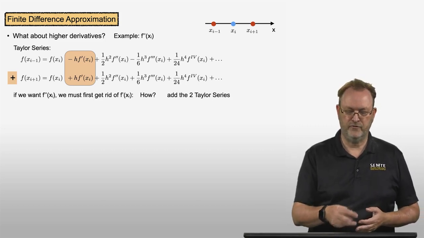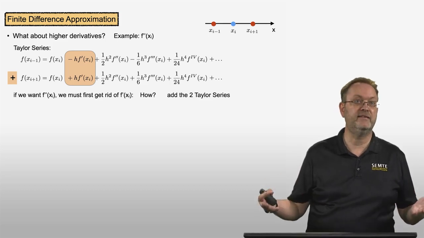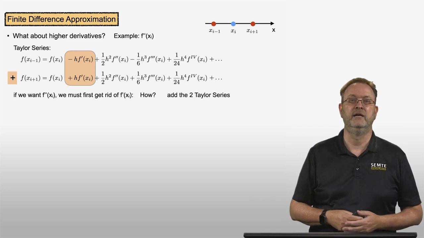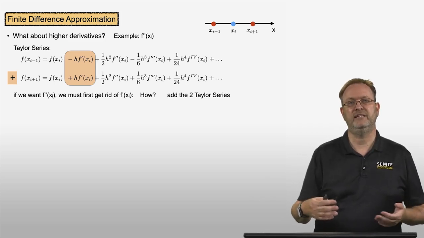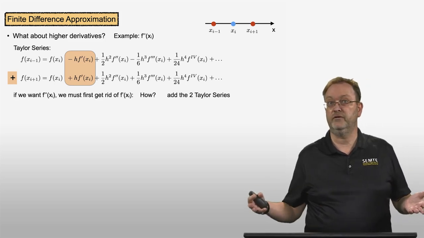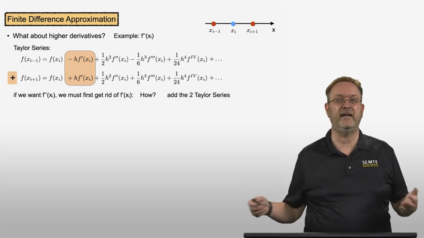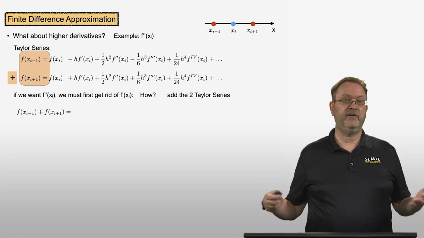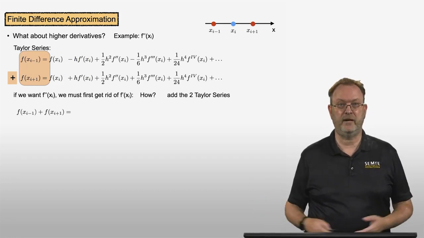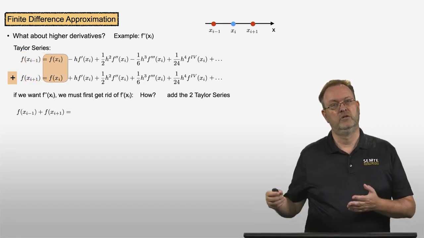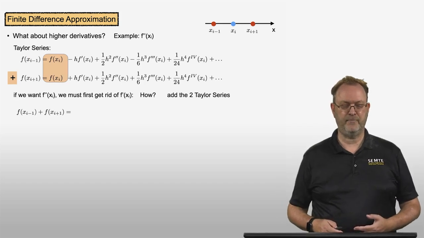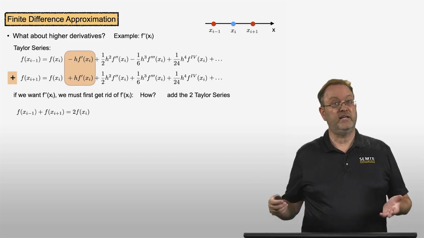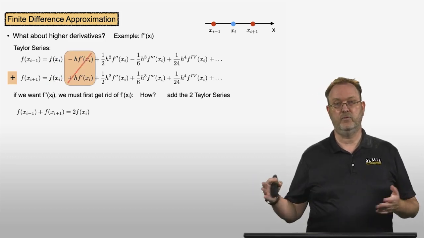And that's pretty straightforward, right? The first equation has a minus h times f prime. The second equation has a plus h times f prime. So here we can directly see what the combination would be to get rid of the f prime terms. We just have to add the two Taylor series together. So let's do this. On the left, we have f of xi minus 1 plus f of xi plus 1. And then on the right, we have f of xi plus f of xi, that's 2 f of xi. Then these are the f prime terms that will cancel away.